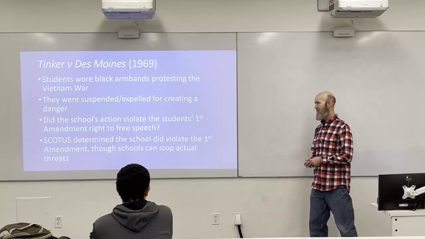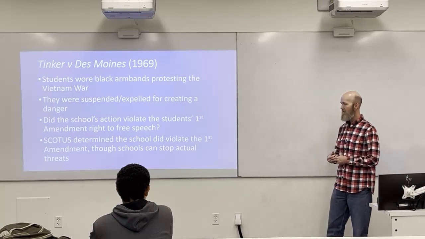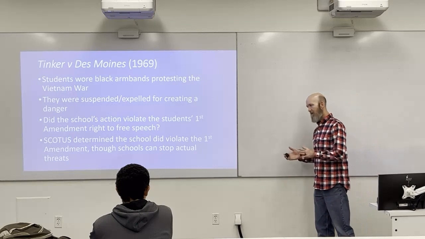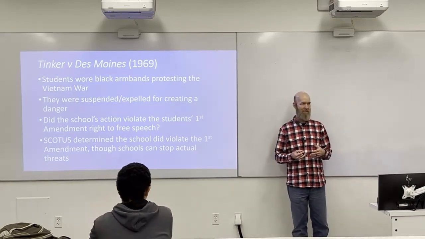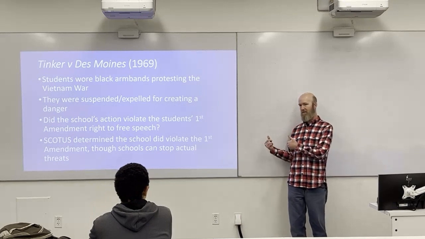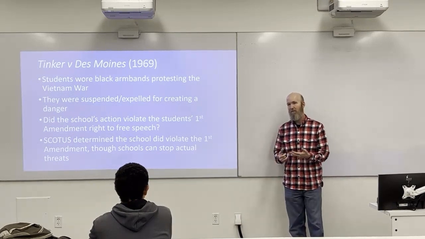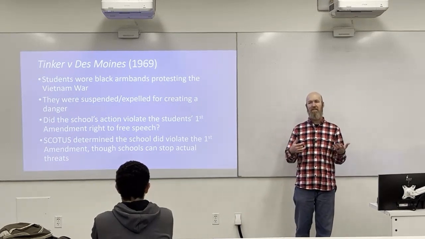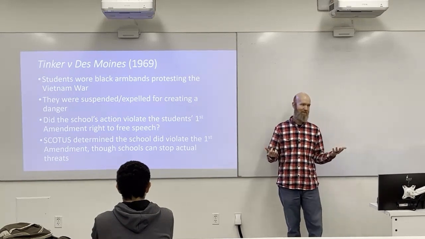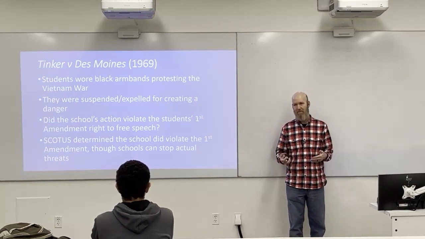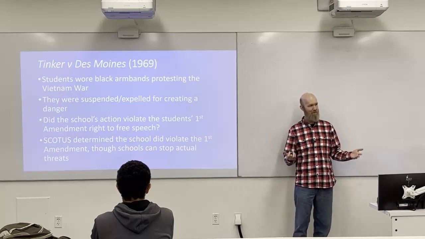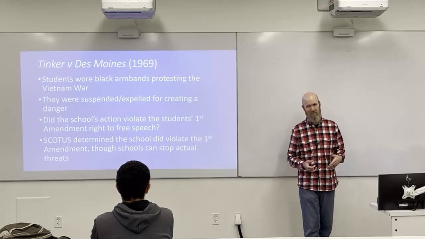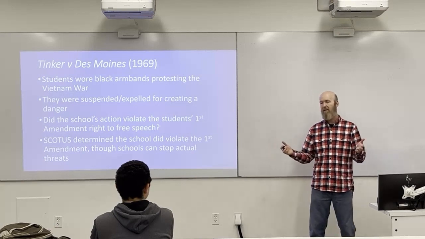The Supreme Court ruled that the school did violate the First Amendment rights, though the Supreme Court said schools can make rules for safety. In this case, the school claimed that they were worried about violence because protesting the Vietnam War was very controversial, and they were afraid it could lead to fights or something like that. But there was no evidence that fights were going to happen. There were no actual threats or anything like that. The school just had some sort of vague worry about it.